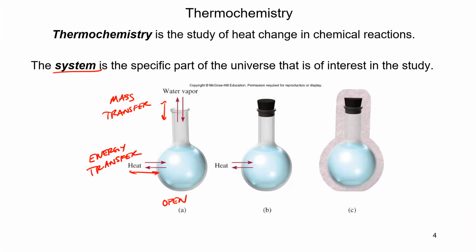And so this is when you have a steaming cup of coffee, right? You see the steam rise off of it. That's mass leaving. You feel the warmth in your hand. That's the energy transfer. This second system, well, we just add a stopper, so we're going to call it a closed system. So we don't have mass transfer anymore, but we still have energy transfer.